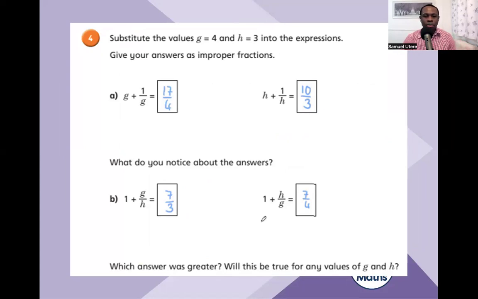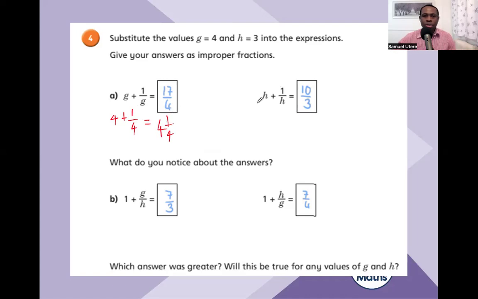So g is 4. So it's a bit like saying 4 add 1/4. Okay, 4 add 1/4, which will be 4 1/4. Of course, if you make this a top-heavy fraction, you were asked to make them improper fractions. 4 times 4 is 16. 16 add 1 is 17 over 4.